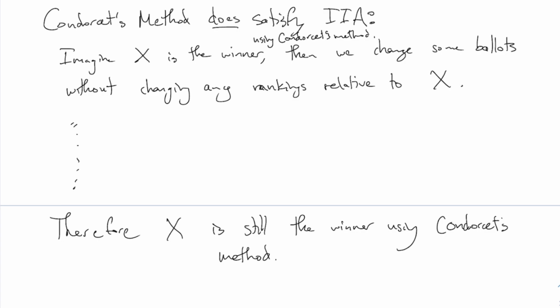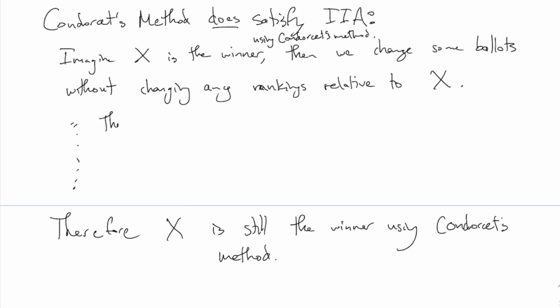Now, if you change around the losers, you might affect some of the other comparisons, but the comparisons involving X will not be changed by any kind of changes you make by shuffling the losers around. That's why X is still going to be the winner. So you want to say something like that in the middle. You don't have to say exactly the same words as I say. We change some ballots without changing any rankings relative to X.